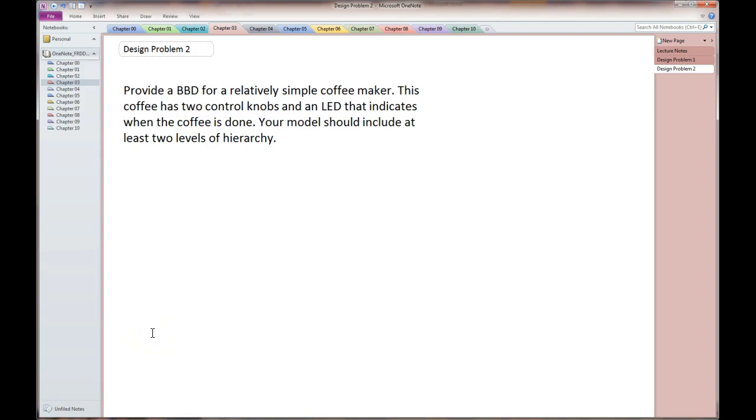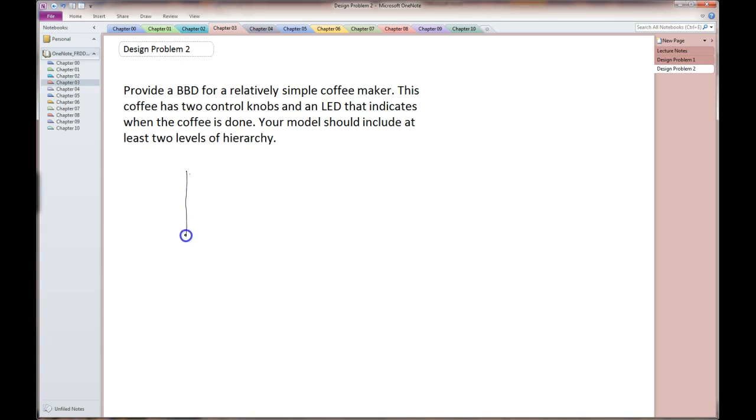Here's another example of black box modeling, black box diagram generation, whatever you want to call it. This design is going to be generate a black box diagram for a relatively simple coffee maker. So I don't know much about coffee makers. In fact, I don't know anything about it. I'm more of a tea man myself. So anyway, let's draw this thing.